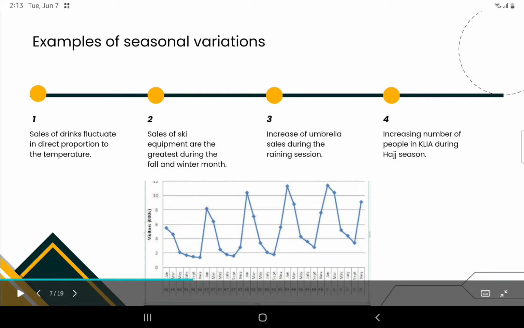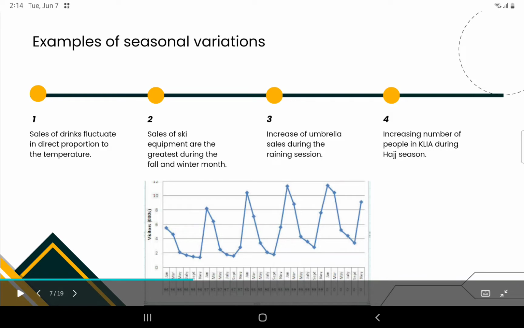Second one is the sales of ski equipment are the greatest during the fall and winter months. So during the fall and during the winter, the sale of ski will be the greatest, okay, yang paling tinggi. So nanti bulan yang ada fall dengan bulan yang ada winter, graph of the number of ski equipment sold will be the highest.